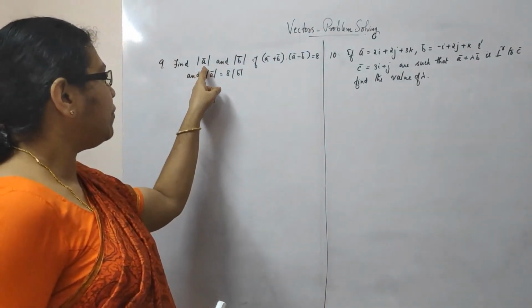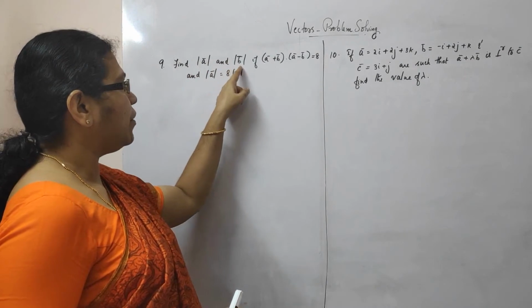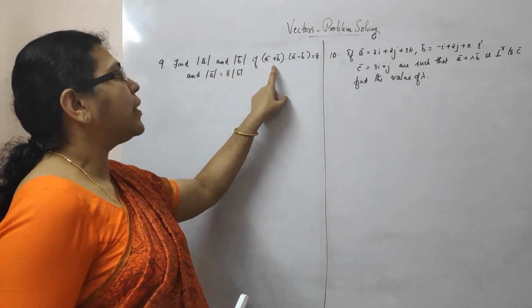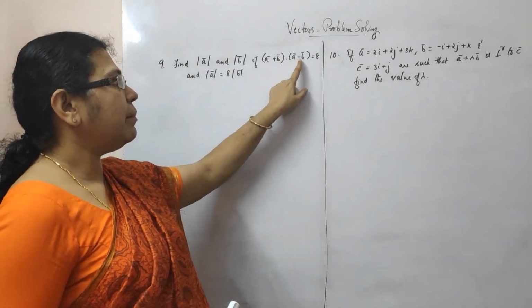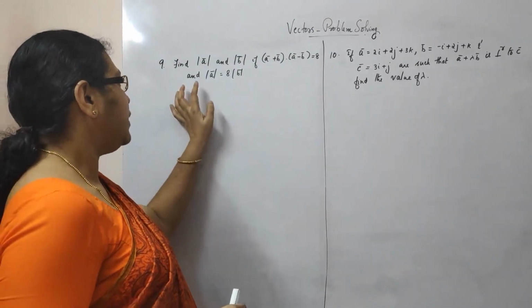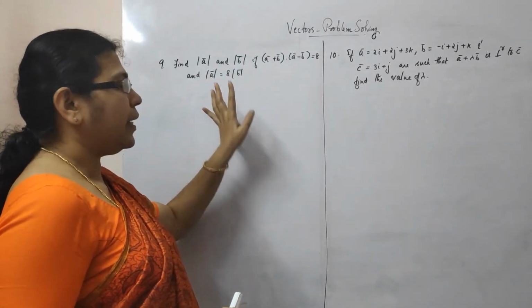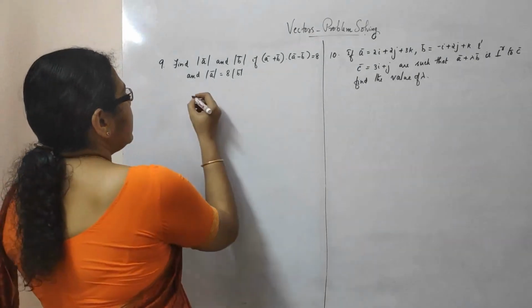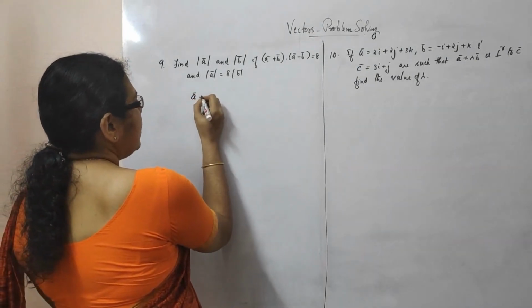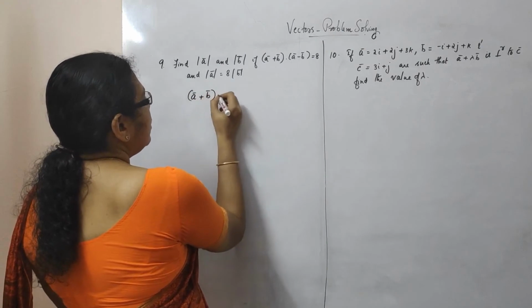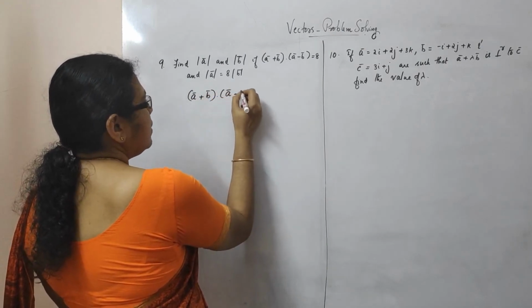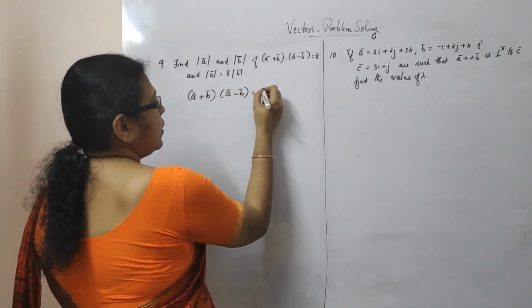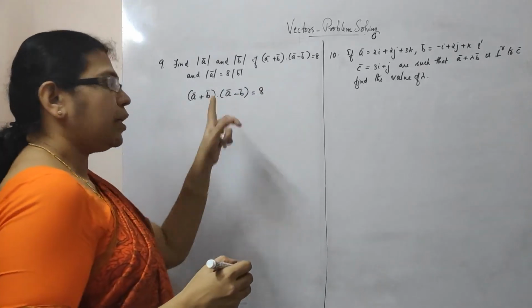Find the magnitude of A and the magnitude of B if (vector A plus vector B) dot (vector A minus vector B) is equal to 8 and the magnitude of A is 8 times the magnitude of B. So here, what is given? Vector A plus vector B dot vector A minus vector B is equal to 8. So I expand the bracket.